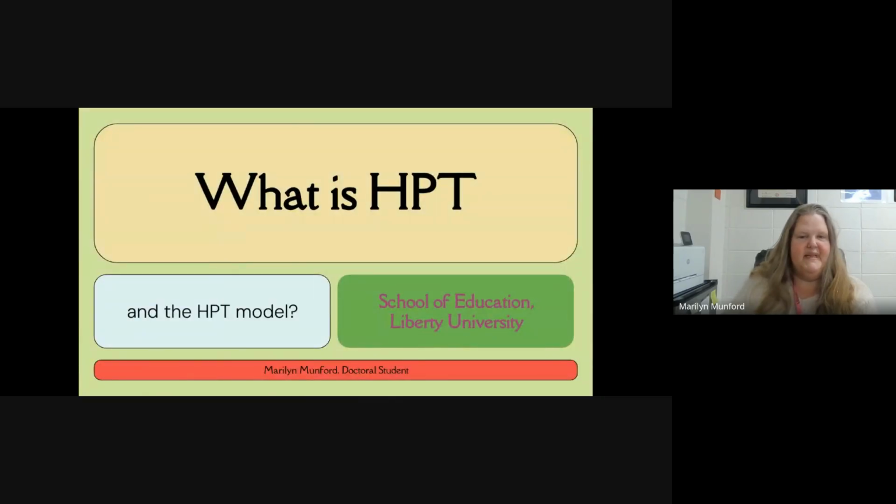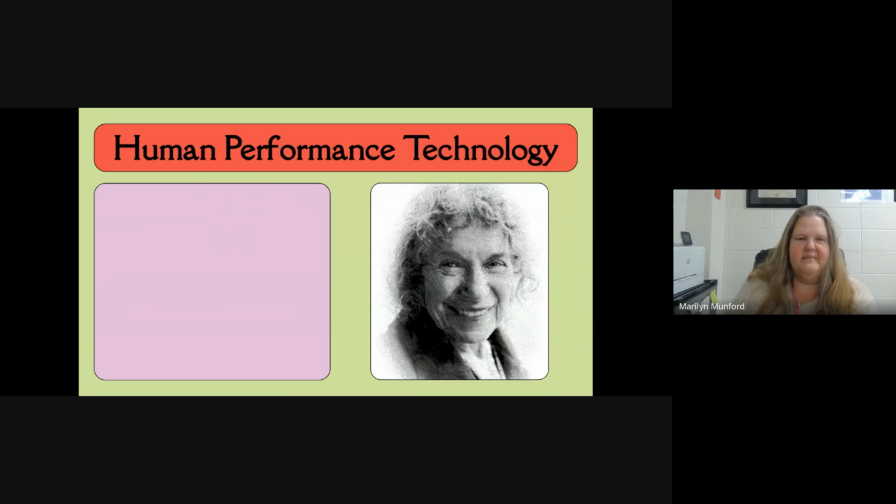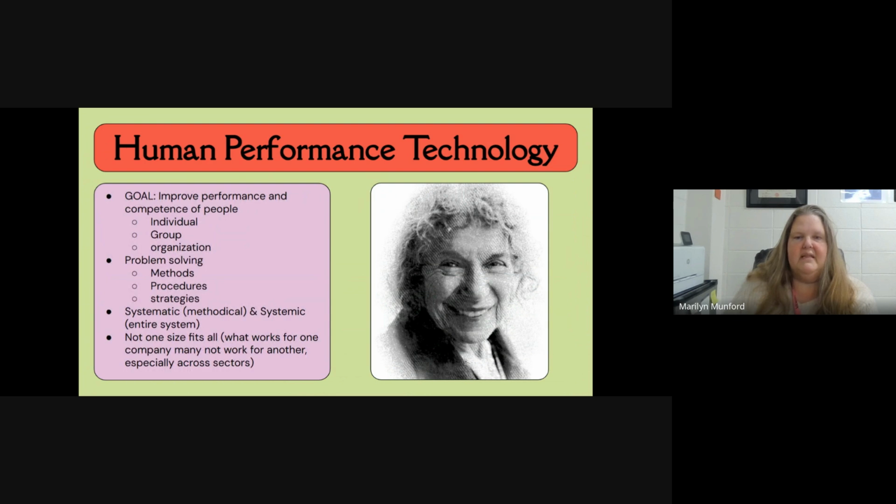So what is HPT and the HPT model? Human performance technology is a goal for improved performance and the competence of people. And you can do this via an individual or a group or an organization. And what you do is you have a lot of problem solving. You're using methods, procedures, and strategies in order to figure out what the problems are.